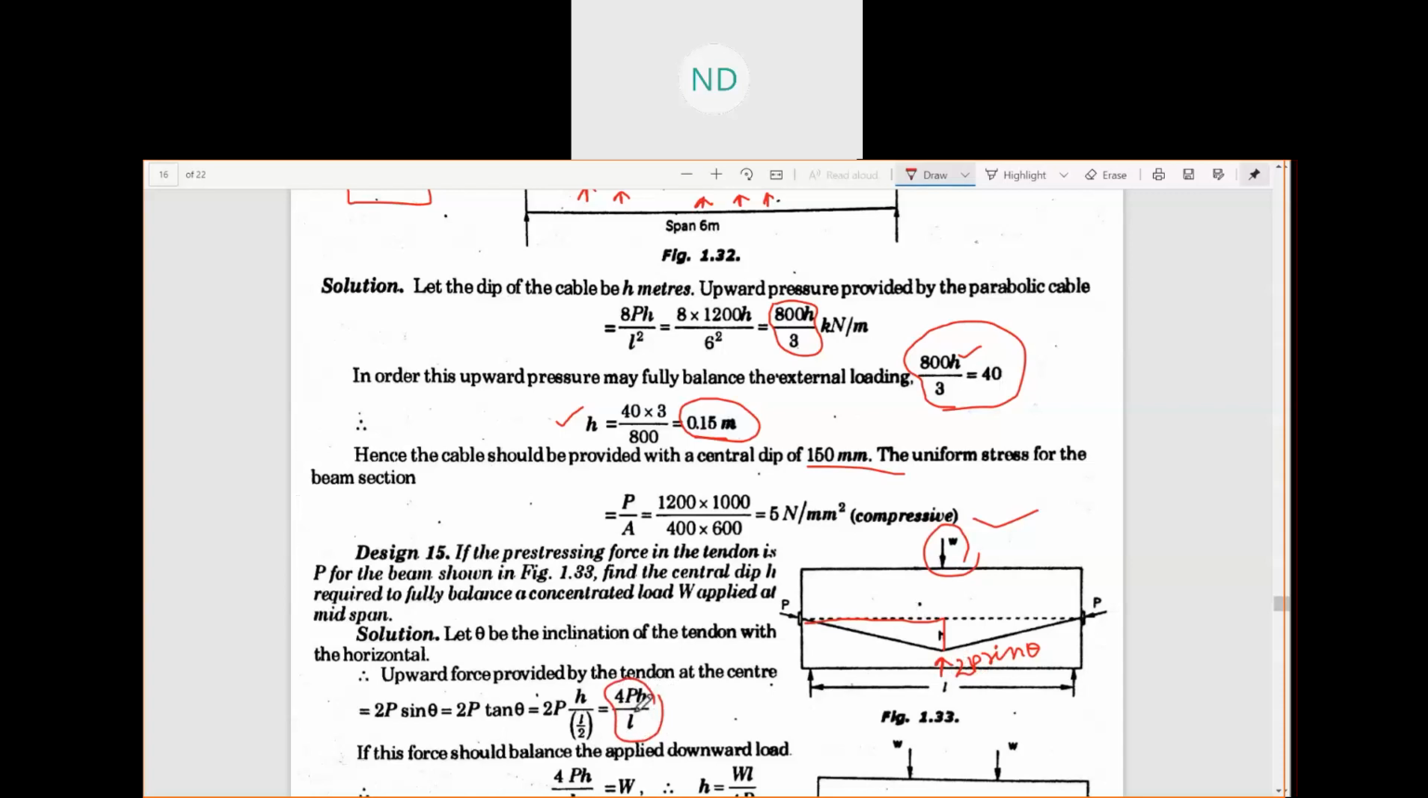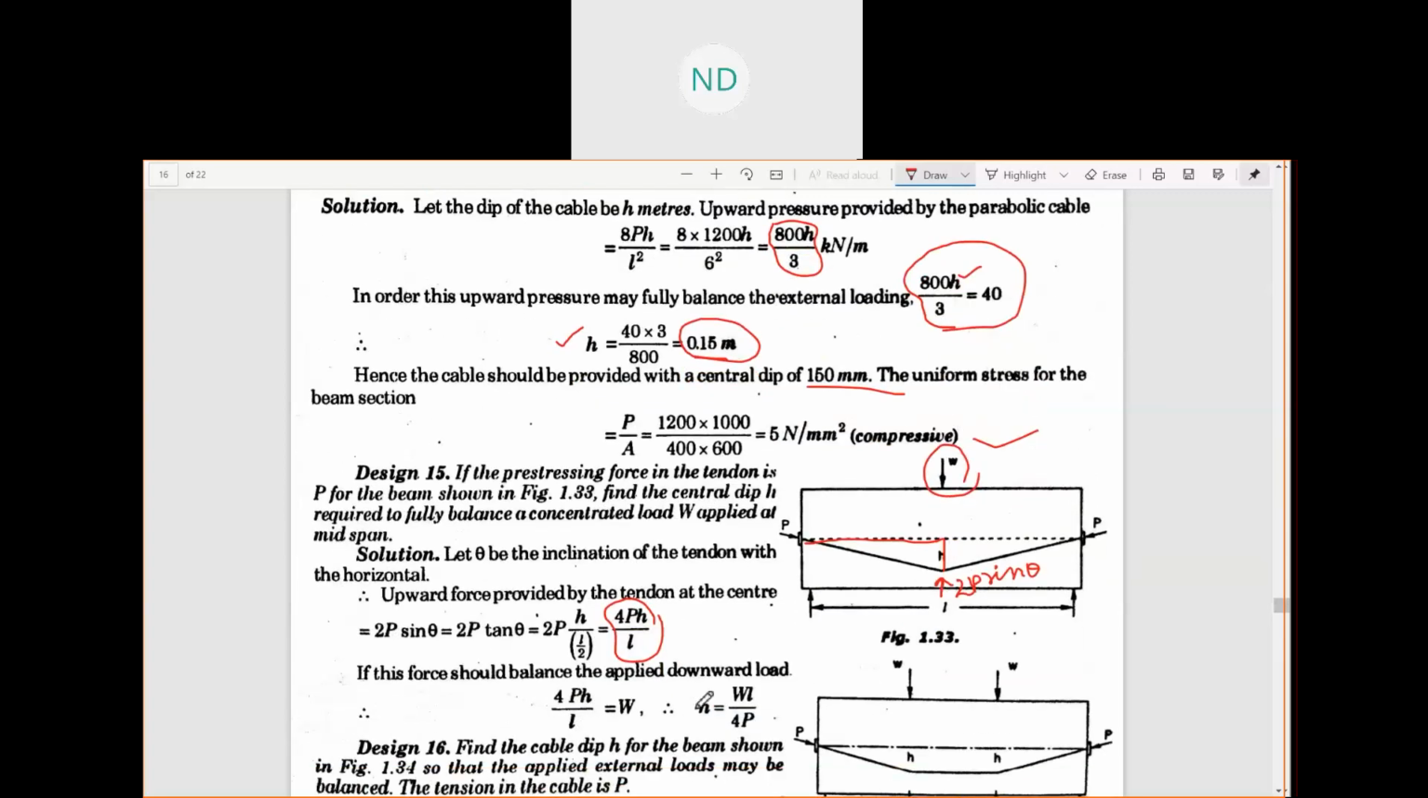Now, once we equate this 4PH by L with this W downward load, we can easily find our H. We have equated the upward load and the downward load. And we already know the pre-stressing force, and we know L, the length of the beam. So we can easily calculate our dip. Okay, so our dip must be WL by 4P for this to counterbalance this. Okay.